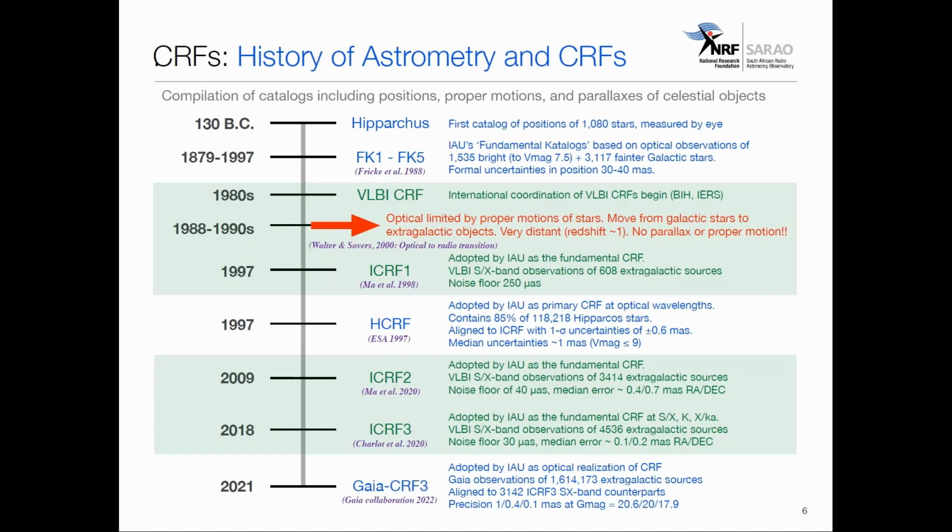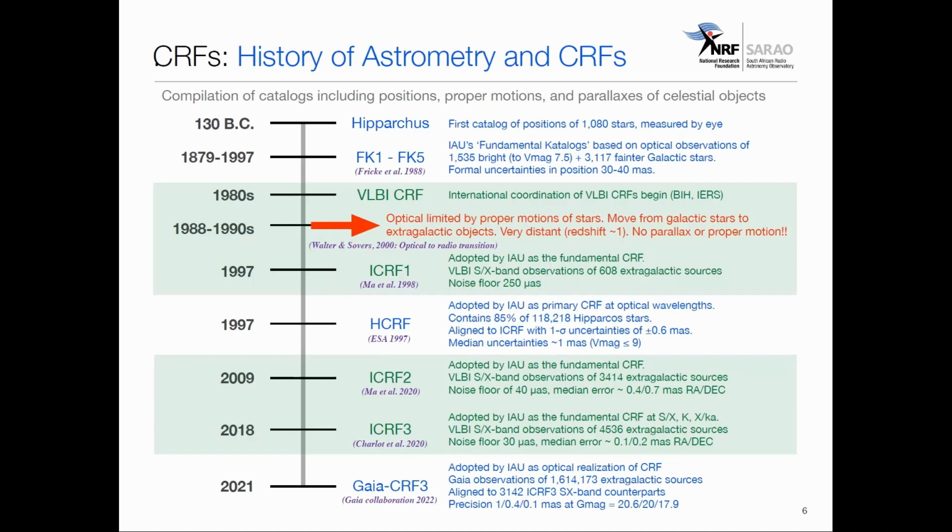Each of these stars has some velocity. Everything in the system is moving around. So there was this move from the galactic stars using optical to extragalactic objects, the quasars. They're very distant. We measure no proper motion, and things moved over to VLBI, measuring the positions of quasars.